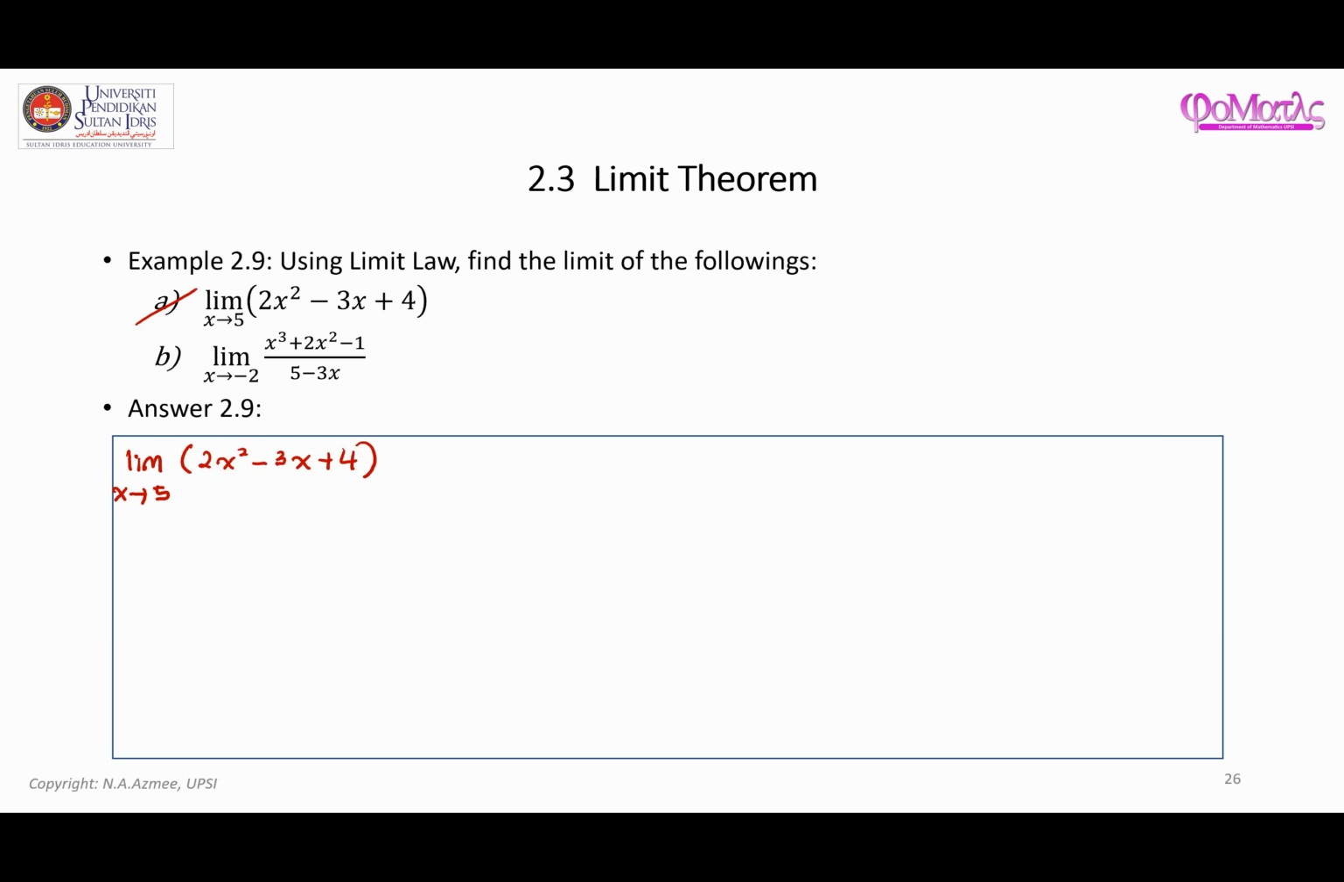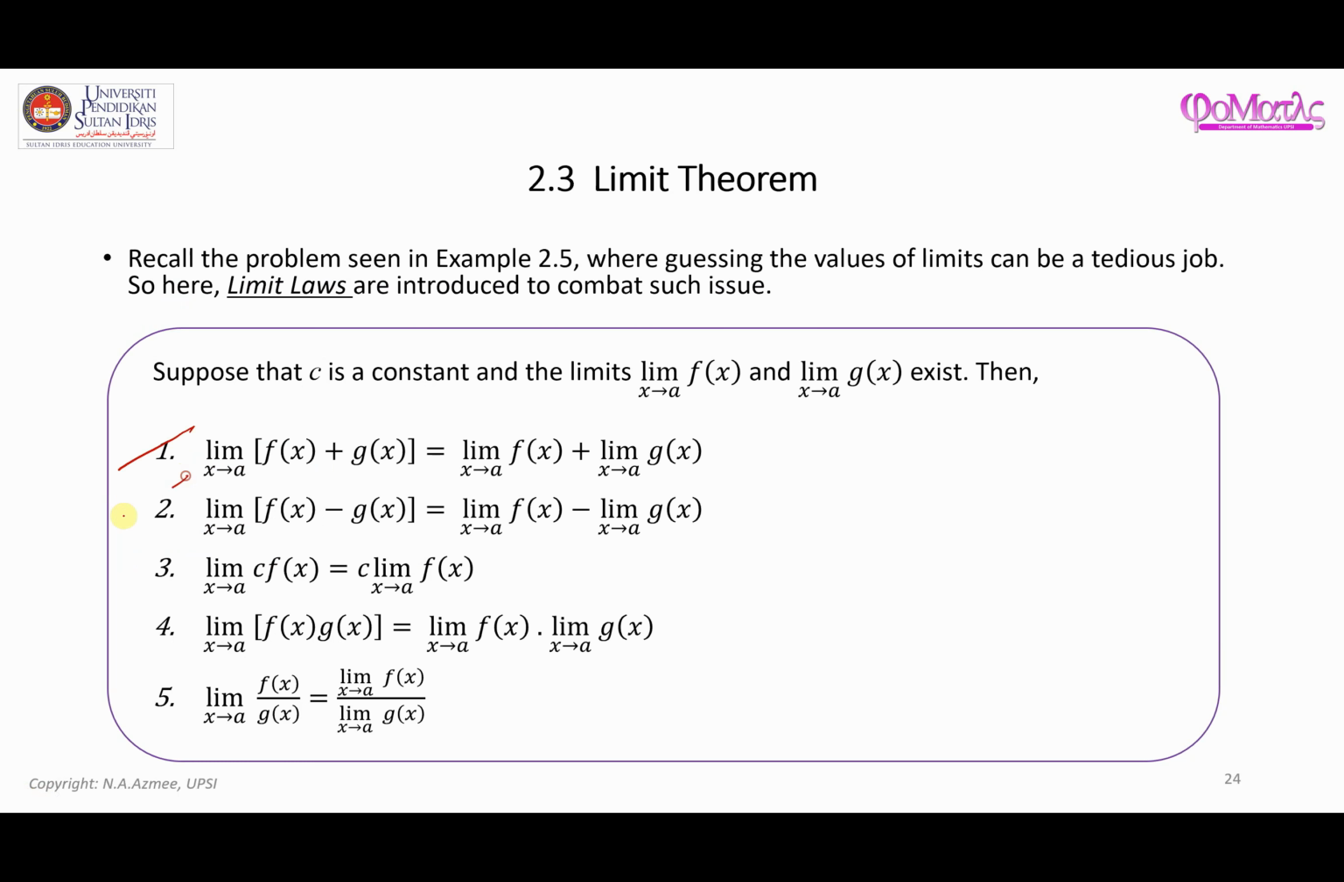This can be written as limit x approaches 5, 2x squared minus limit x approaches 5, 3x plus limit x approaches 5, 4. Now basically this is by applying rule number 1 and rule number 2. Okay, so rule number 1 and rule number 2 is this one here, which involves addition process and subtraction process.